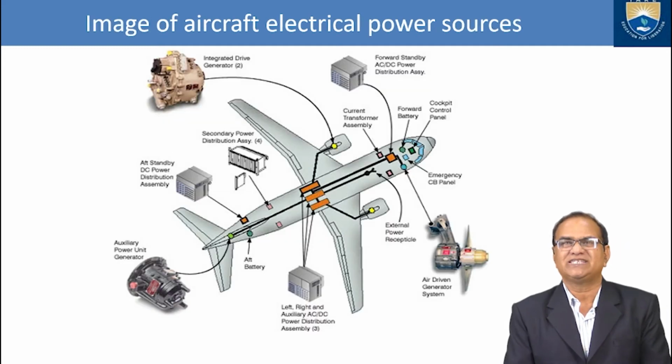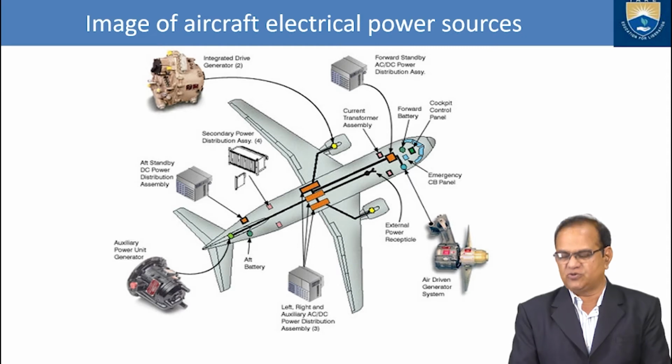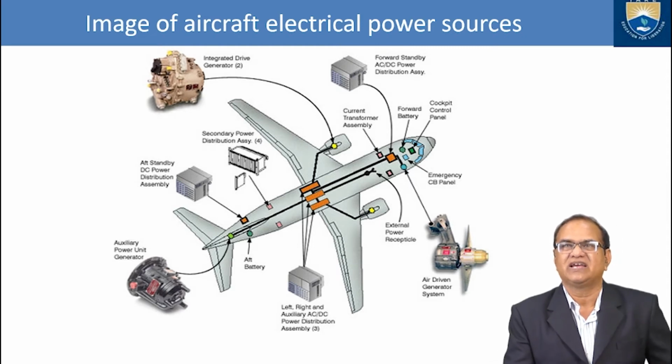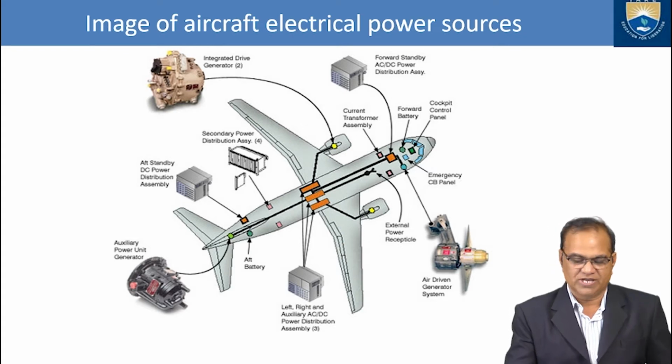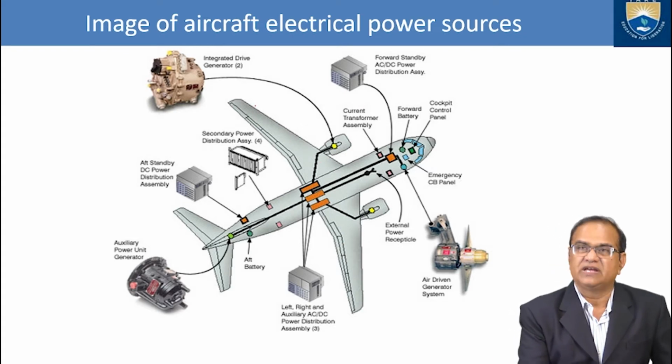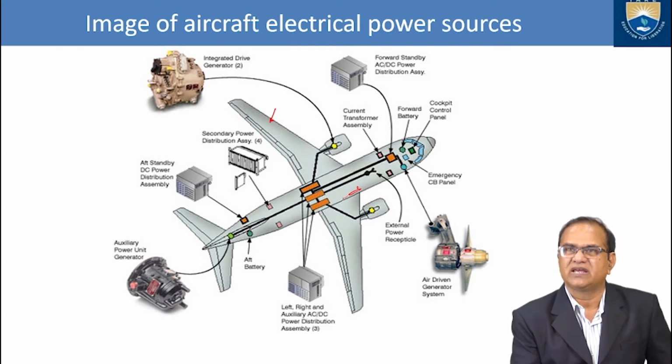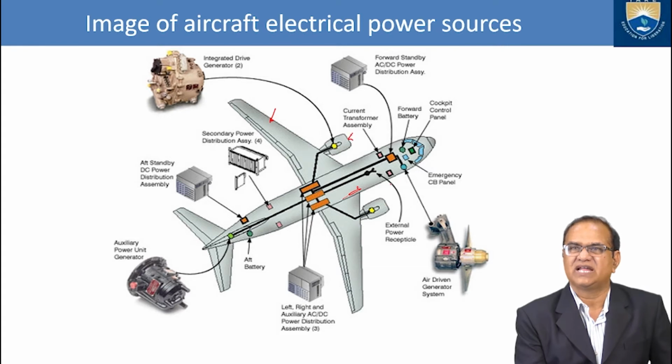So here we can see an image of aircraft electrical power sources. What are the power sources and where are these things located? You can see here, this is the wing of the aircraft. This is the fuselage. This body is called the fuselage. These are the wings, the tail, and here is the vertical stabilizer. Here these are the engines. This is the left engine and this is the right engine.